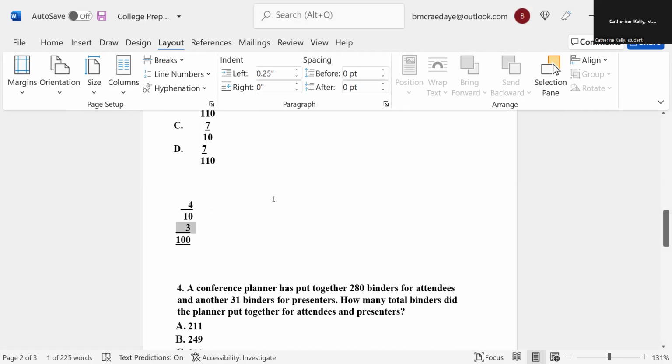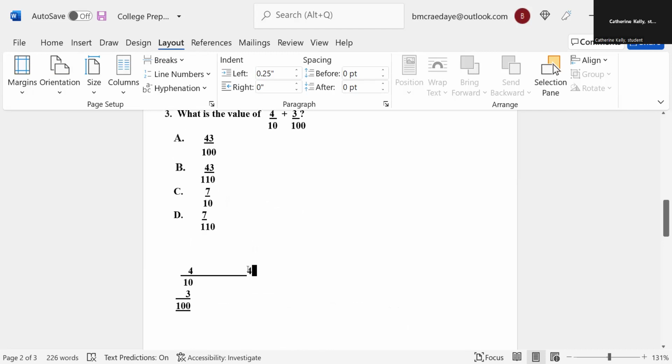So 4 over 10 is equal to what over 100? Is it 4? No, it can't be 4. What I'm asking you, 4 over 10 is equal to what over 100? So 4 over 10.